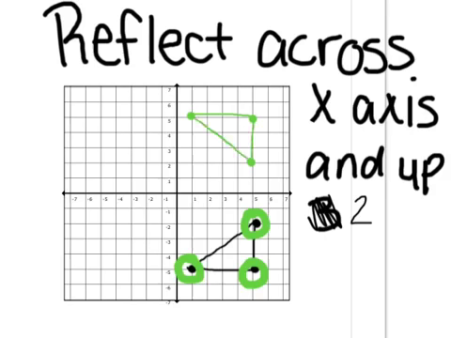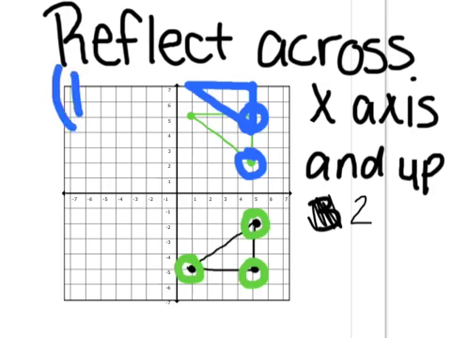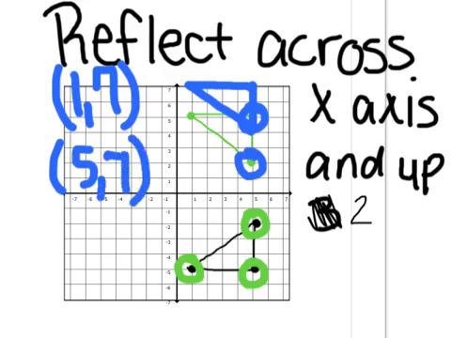And now we need to move it up 2. So this point, which is at 5, 5, becomes 5, 7. The point at 5, 2 becomes 5, 4. There is a point right there. And the point at 1, 5 becomes 1, 7. So your points would be 1, 7, 5, 7, and 5, 4.